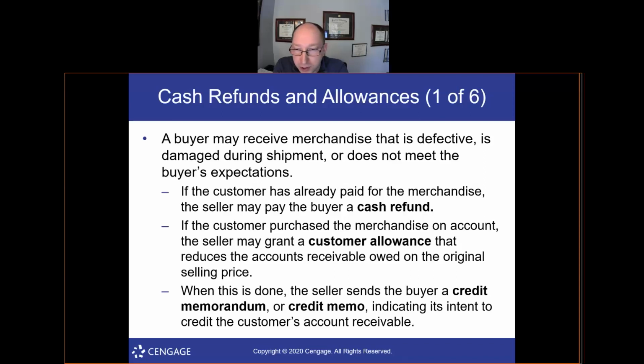If I can resell it, it's in good condition, I'll give the customer a cash refund. If the customer purchased the merchandise on account, I can grant the customer an allowance that reduces the amount on their accounts receivable. When I do that, I need to issue what we call a credit memorandum. It indicates the reason why I'm giving the customer a discount on their accounts receivable or issuing them a refund.